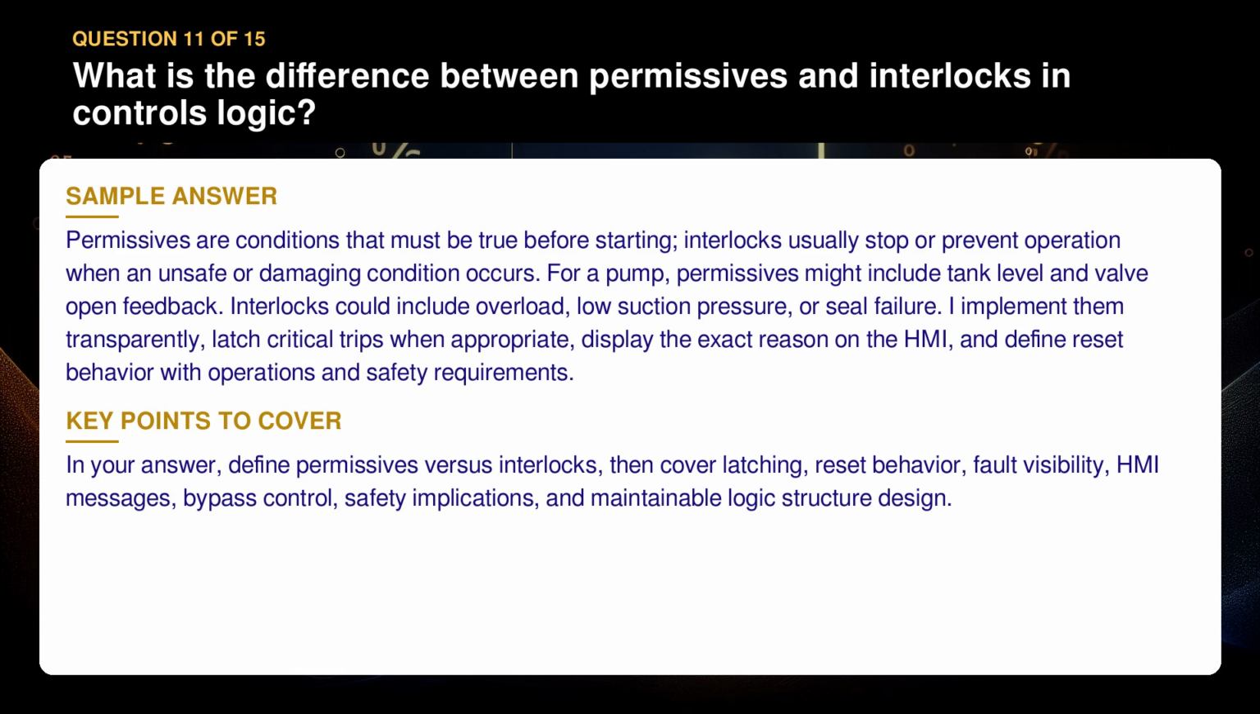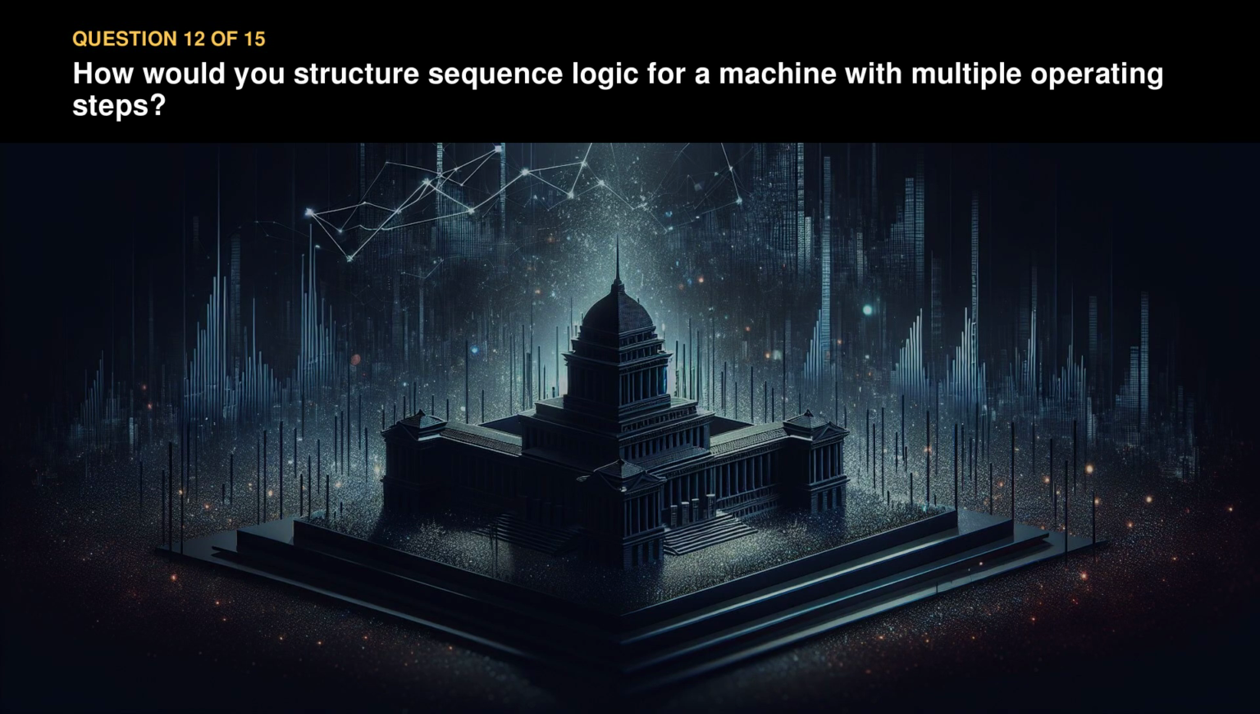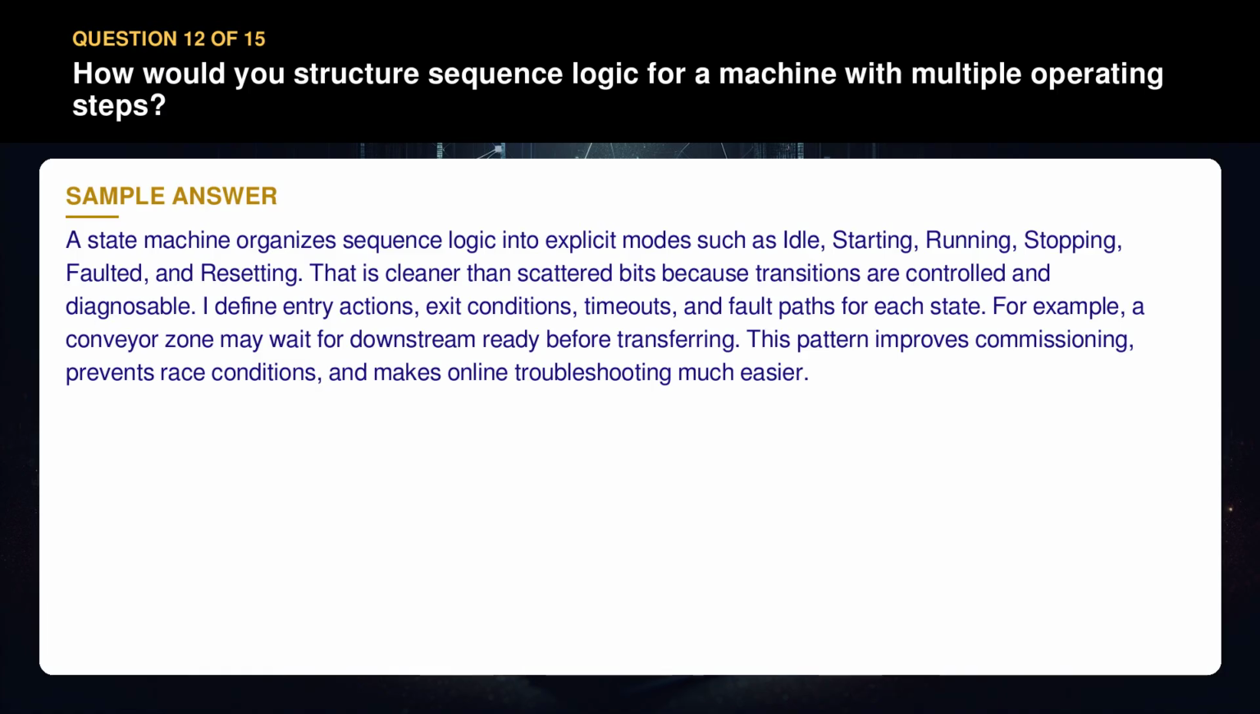Question 12. How would you structure sequence logic for a machine with multiple operating steps? A state machine organizes sequence logic into explicit modes such as idle, starting, running, stopping, faulted, and resetting. That is cleaner than scattered bits because transitions are controlled and diagnosable.